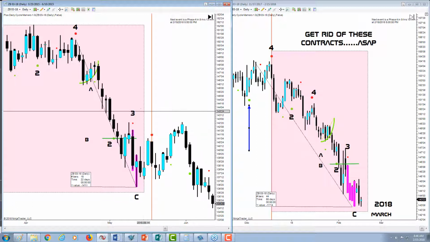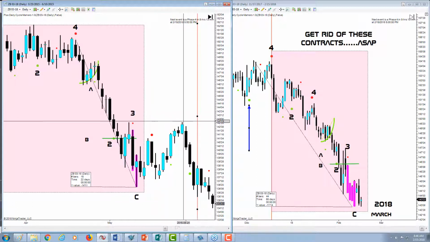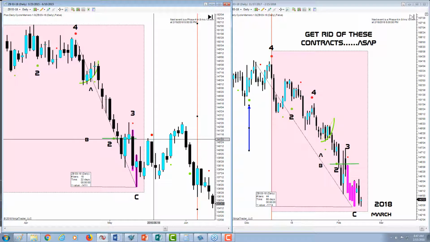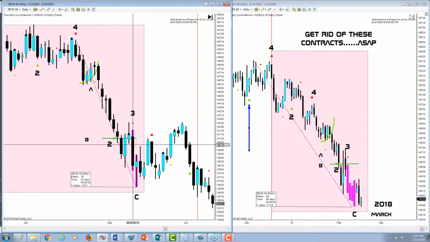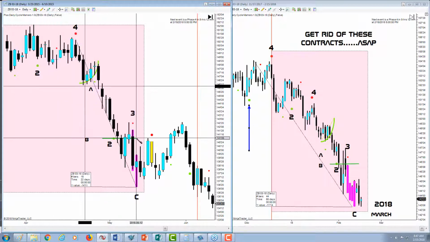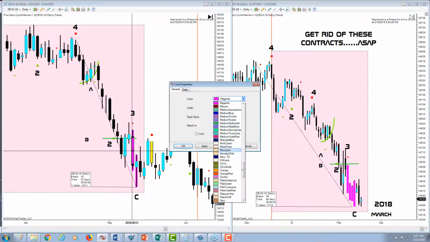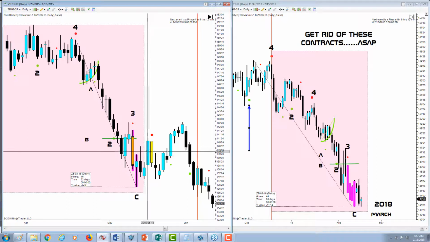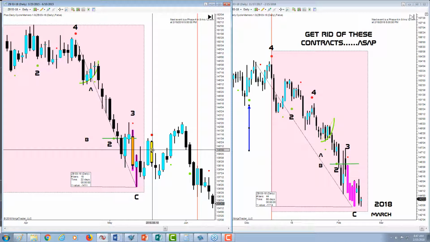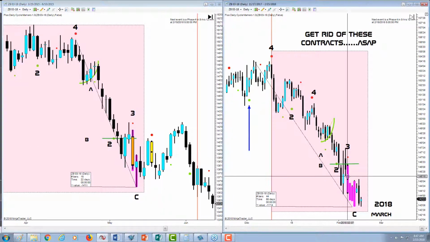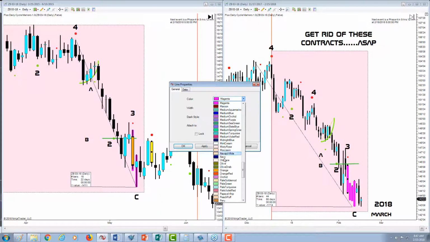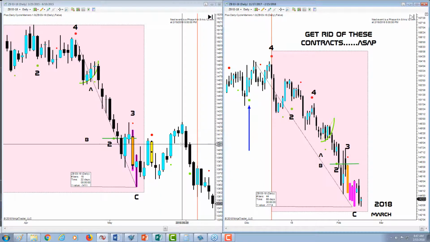That the phase 4 candle is the biggest bodied down candle since the phase 3 right here. The phase 3 one produced this, right? We'll make it orange so it shows up. The phase 4 produced that. Okay, so over here, the phase 3 produced that.